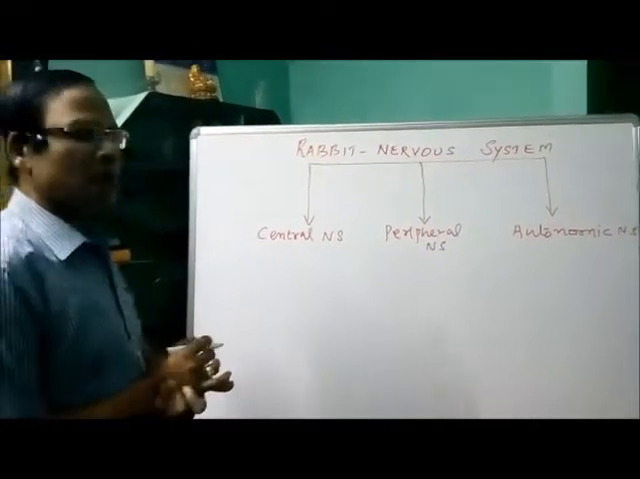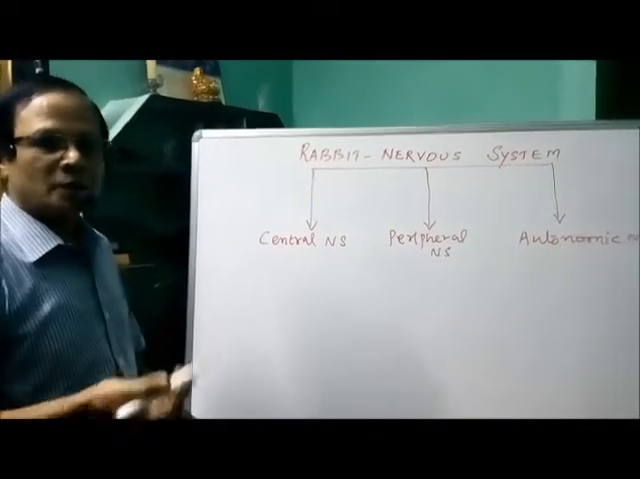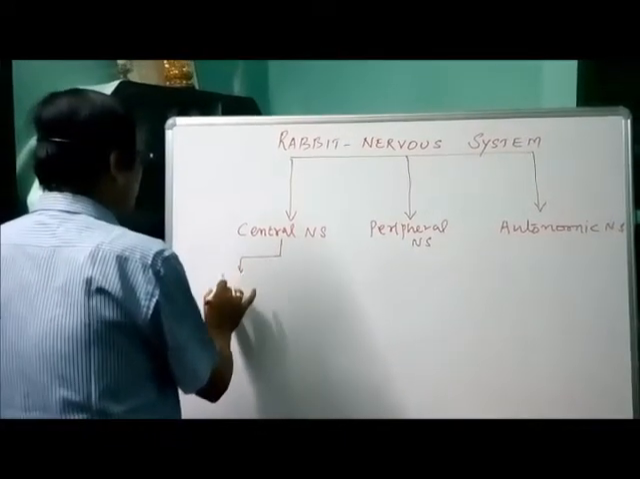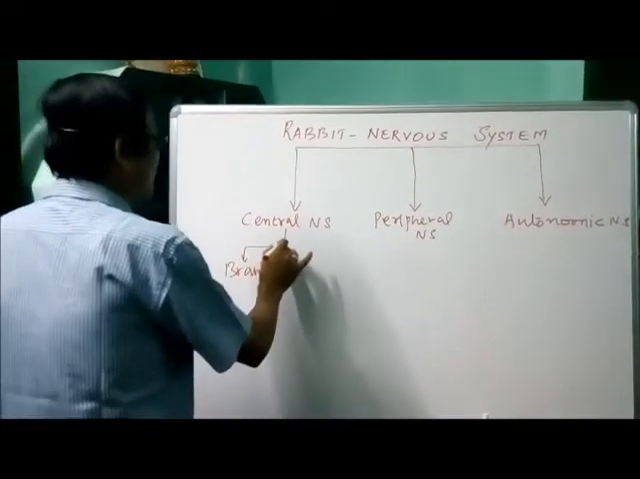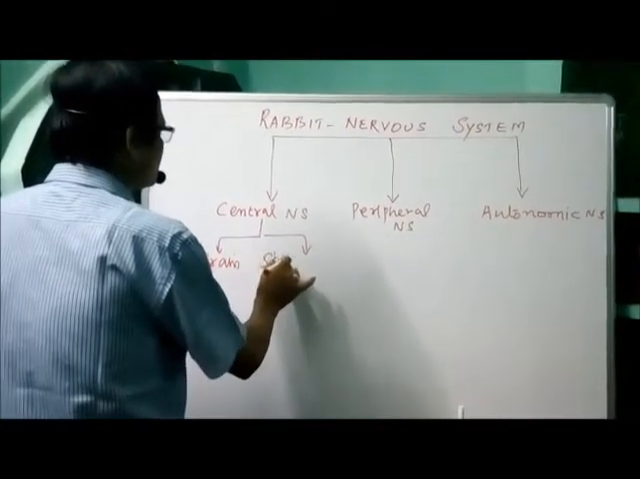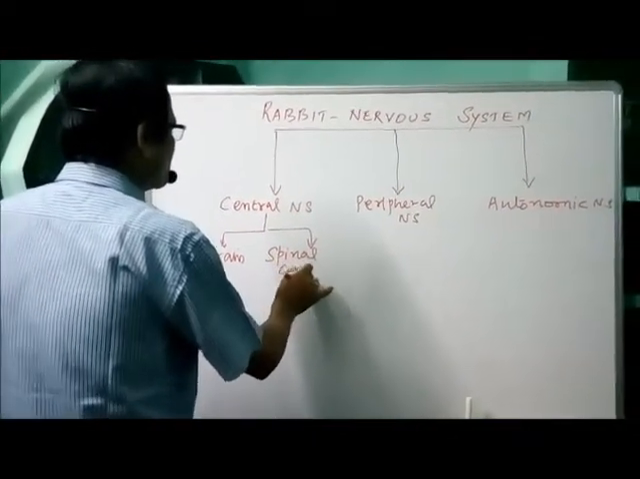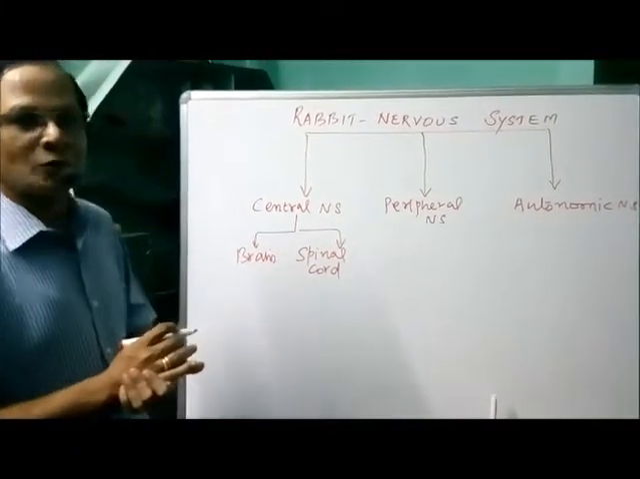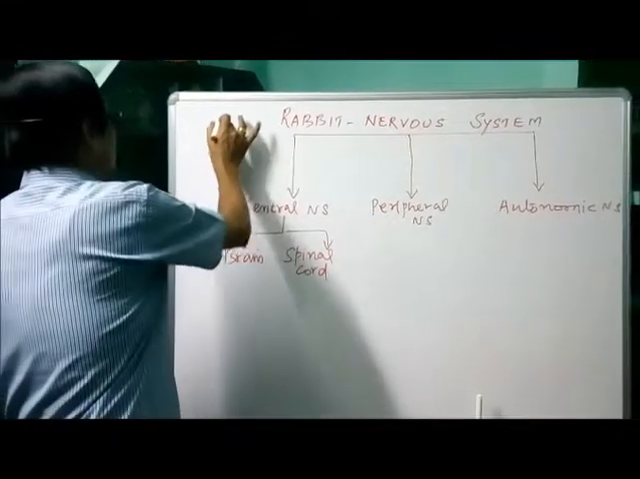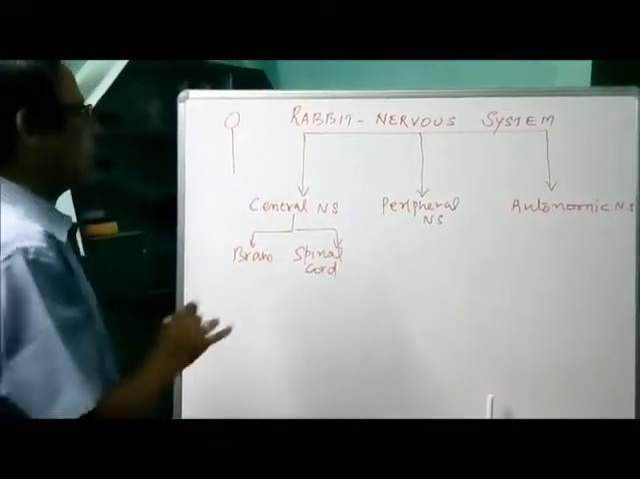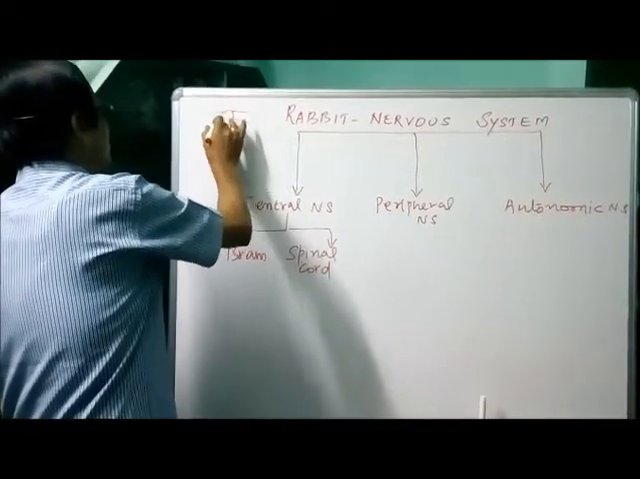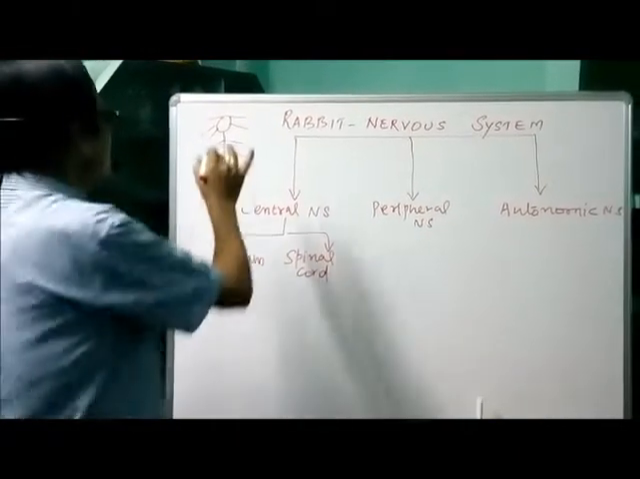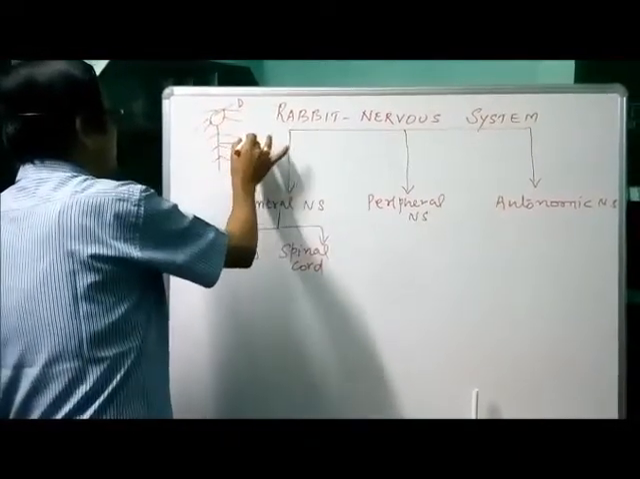Now, what are the components of the central nervous system? The central nervous system is formed of two components. Number one, brain. Number two, spinal cord. These are the two components of the central nervous system. They are normally found in the mid central axis of the body. Suppose this is the brain and this is the spinal cord. Arising from the brain and spinal cord, we have the nerves.